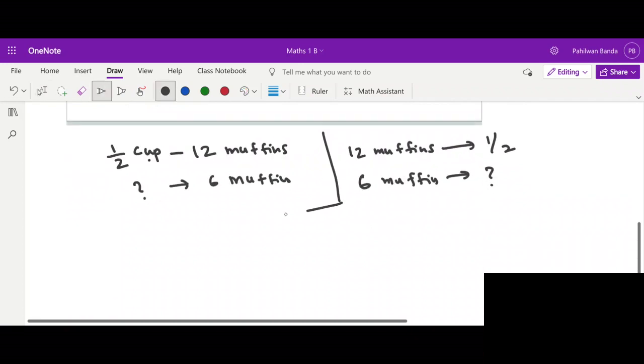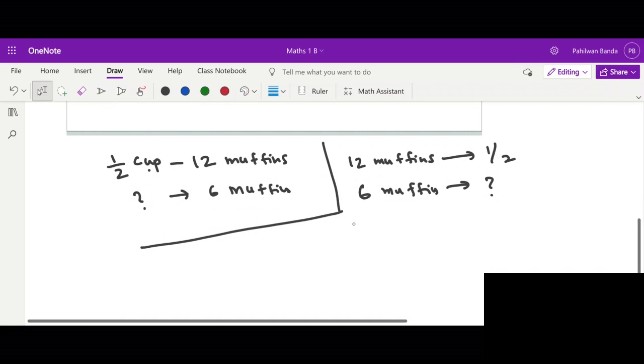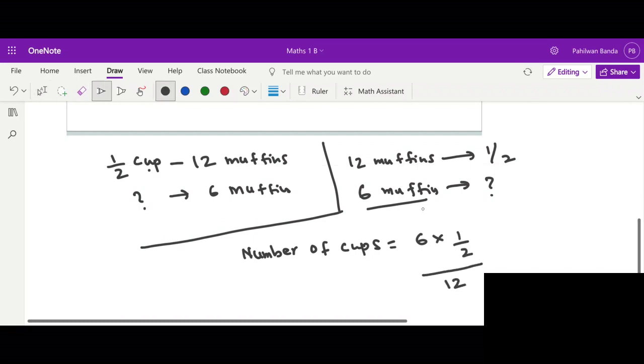Now it's very simple. To get the number of cups, you must write number of cups equals. Now the muffins must be multiplied with half the number of cups and you divide it by 12, like this. We call this cross multiplication. 6 into half divided by 12.